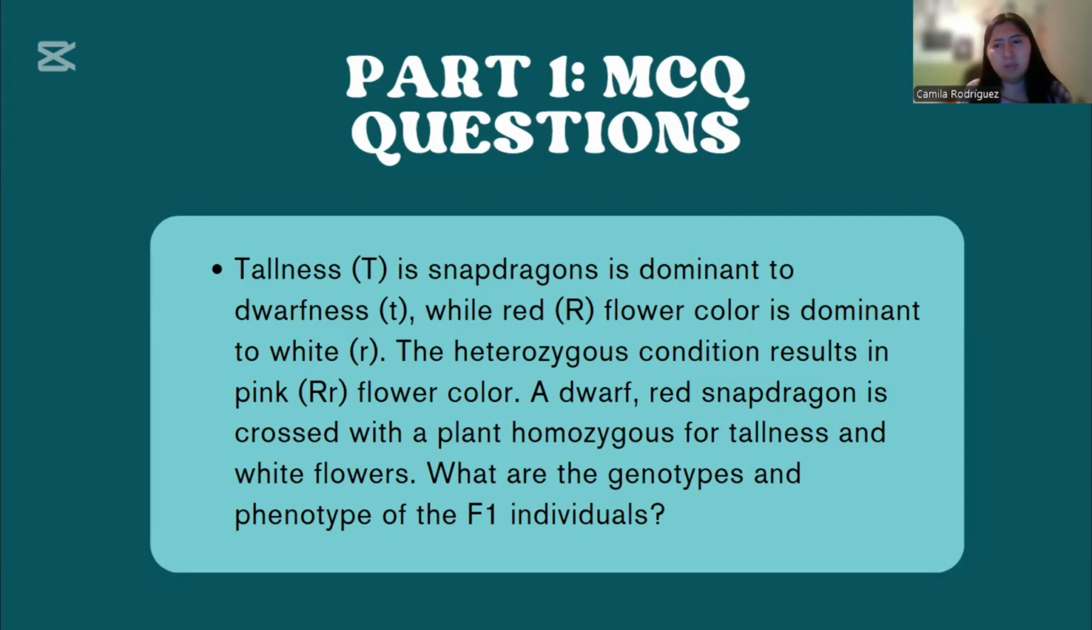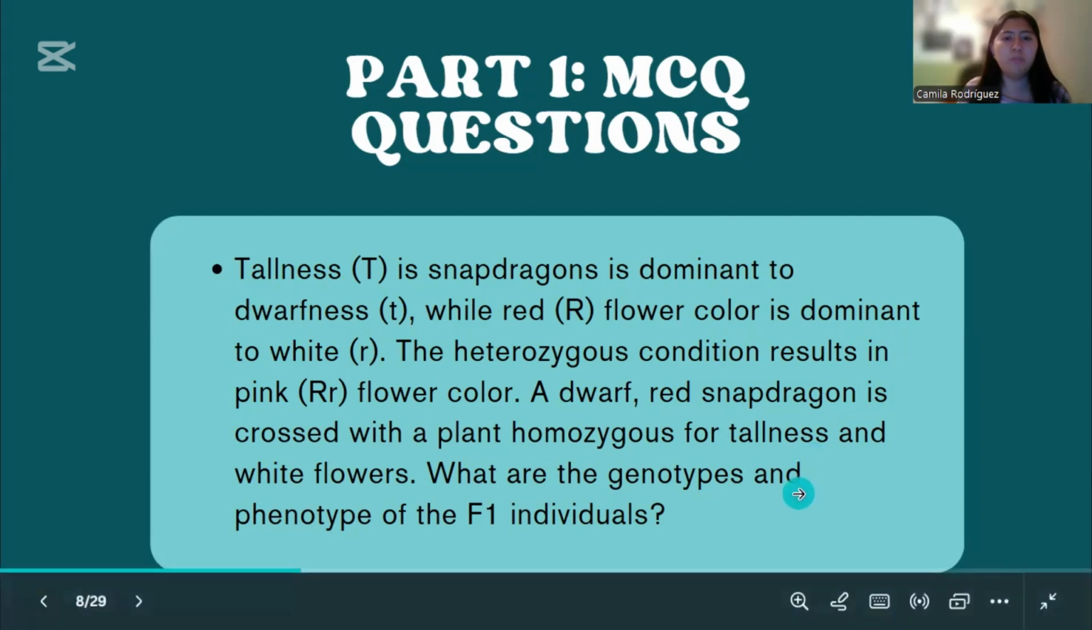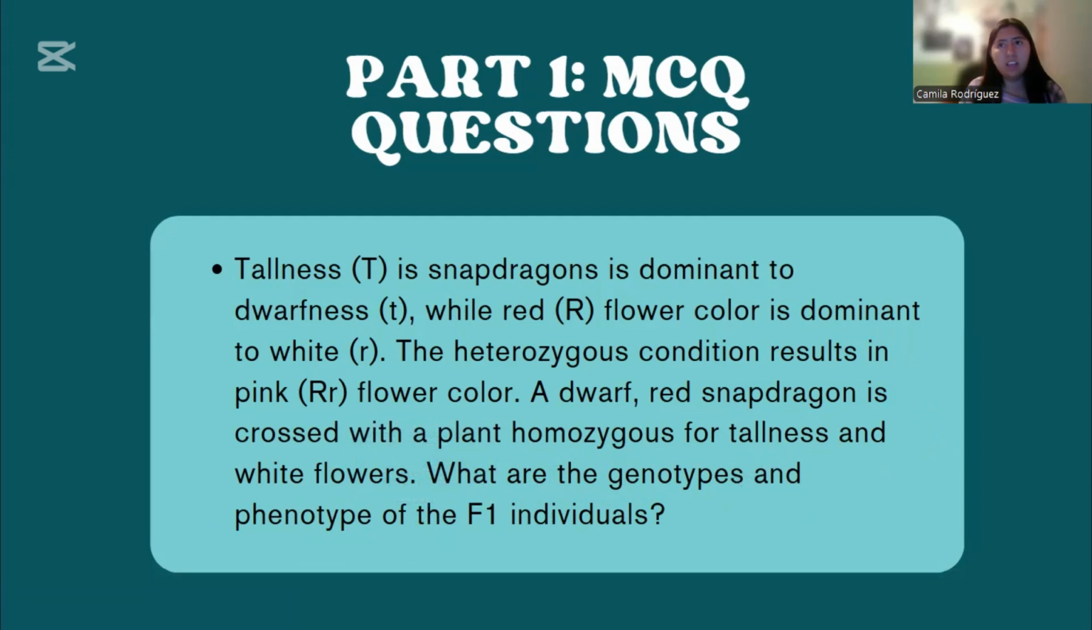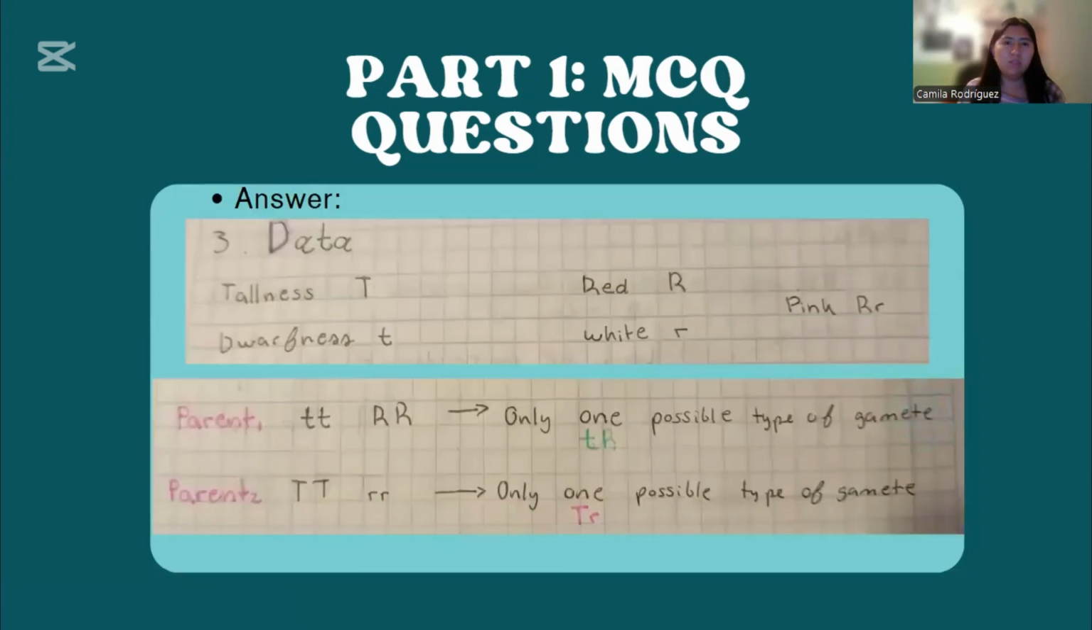A dwarf red snapdragon is crossed with a plant homozygous for tallness and white flowers. What are the genotypes and phenotype of the first generation individuals? So first, as you can see, they are asking for the genotypes and the phenotypes for the first generation individuals. That's what we need to get, and with that, first we need the data. Always getting the data will make it way easier to understand the problem.